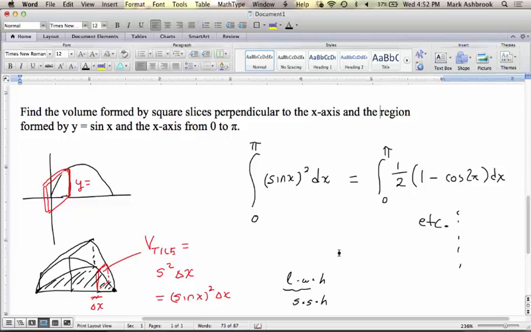Okay, so we can use this technique then to derive formulas for geometric shapes. So we can use this technique to derive the volume of a sphere. So let's do that.